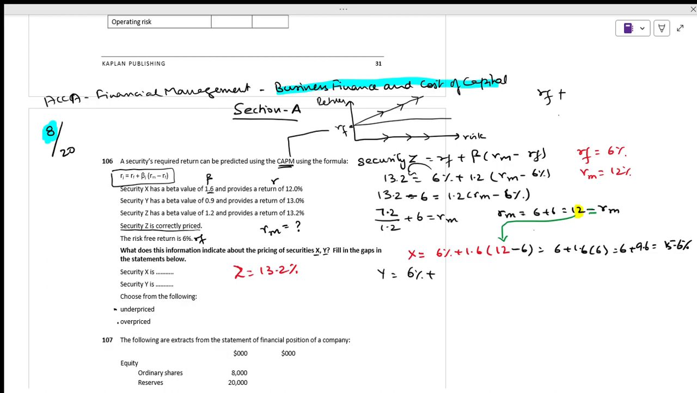For Y, risk free is 6%, beta is 0.9, and 12 minus 6 is 6. So 6 plus 0.9 into 6 is 6 plus 5.4, which comes to 11.4%. Z is 13, and Y at 11.4% is less than Z. X at 15.6% is above Z. Comparing to this, X is overpriced, and Y is underpriced.